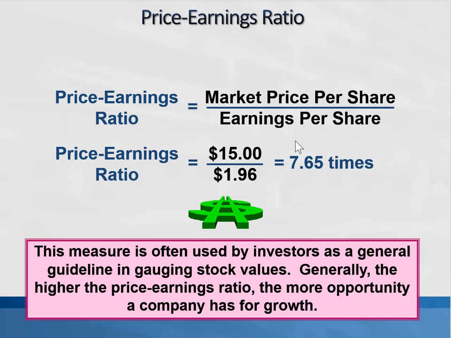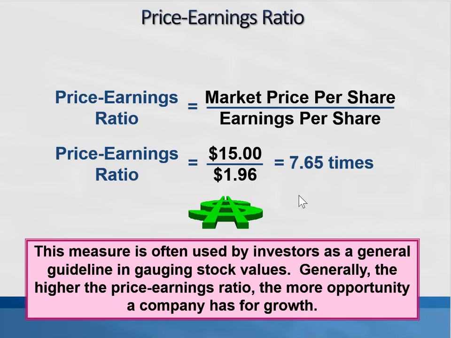And this company has a 7.65 times. So the stock is trading at 7.65 times the actual earnings per share. So when you see a company that has a higher price to earnings ratio, that's telling you that the stock market looks very favorably upon that company. So if you were comparing two companies, you can see which one the market thinks more highly of.